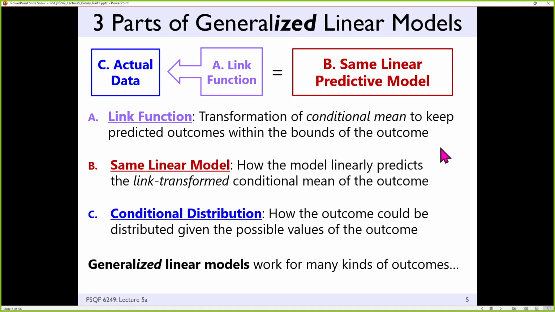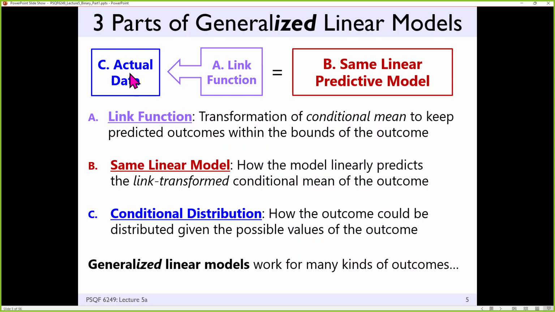So the idea of a generalized model. We have the same type of predictive model as usual. We're going to have intercepts and we're going to have slopes. The new part are these two pieces here. We introduce the idea of a link function. A link function is a transformation, but it's not a transformation of data. It's a transformation of the mean to be predicted of the outcome. I'll give you an example of what that would look like in just a second.